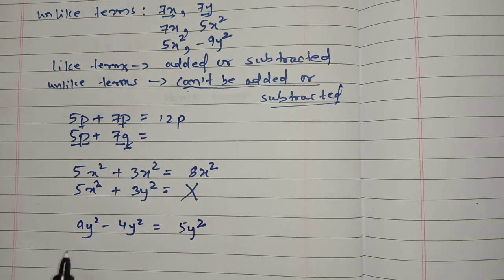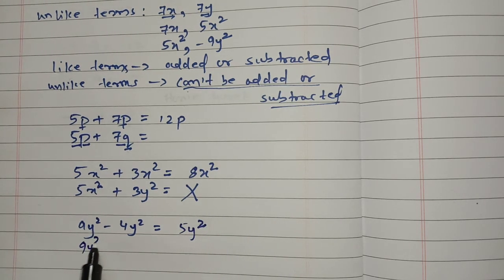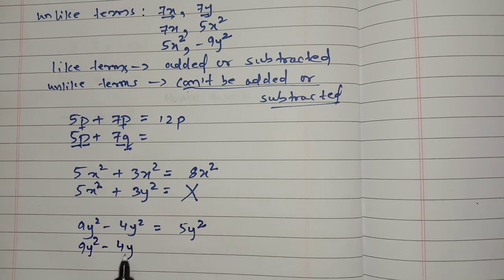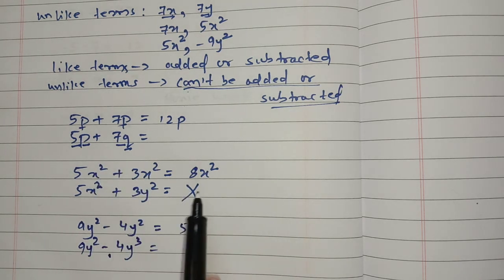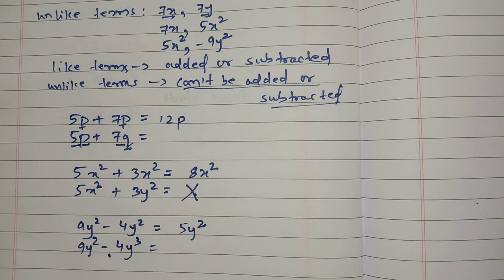Suppose it is like this, 9y square minus 4y cube. Can we subtract? No, we cannot subtract. Why? Because the variable is the same but the powers are different. Only like terms can be added or subtracted. Unlike terms cannot be added or subtracted. So today's lesson is very important.